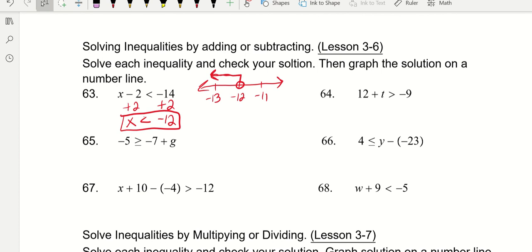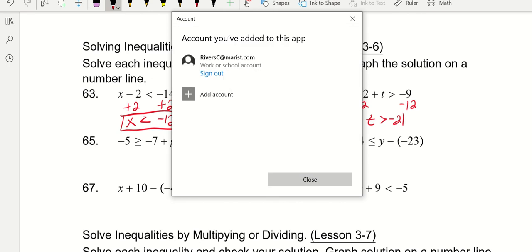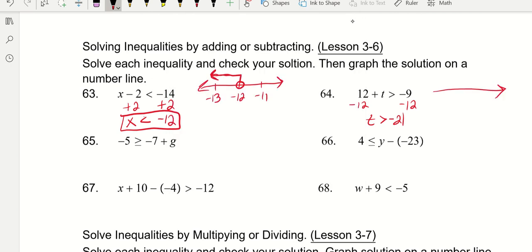Number 64. 12 plus t is greater than negative 9, so we're going to subtract 12 from both sides. T is greater than, what's negative 9 minus 12? Negative 21. T is greater than negative 21. There we go. Negative 21, negative 20, negative 22. Open circle at negative 21 because it is greater than. Do we shade left or right? Shade to the right. T is greater than negative 21, so it's all those numbers to the right of negative 21.